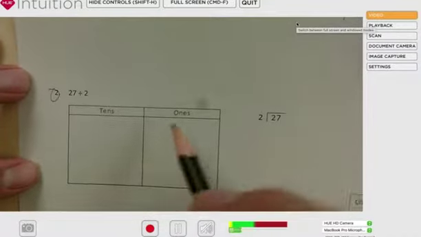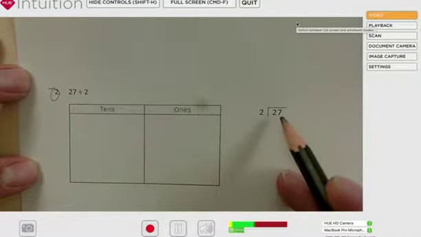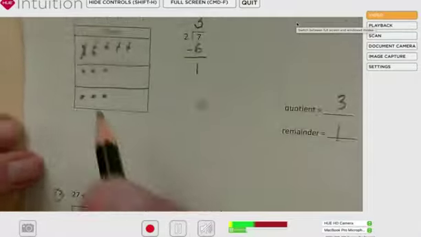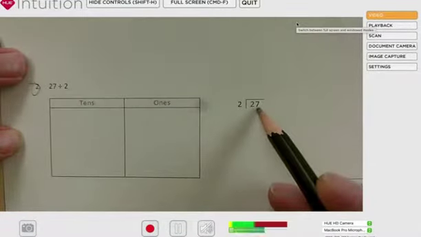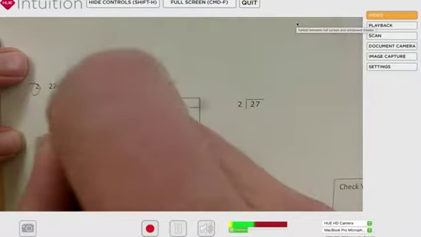Now for this example, we've got a 2-digit dividend, whereas before we had a 1-digit dividend. So this dividend has 10s and 1s. How many 10s does it have? 2.